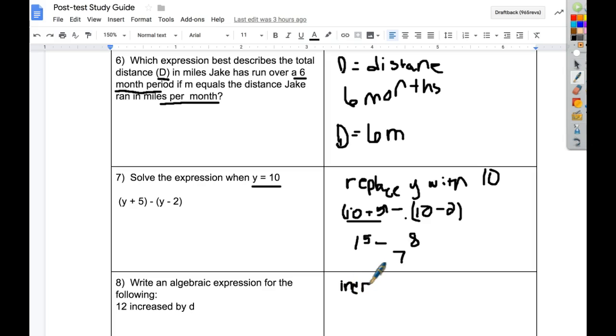Okay, and increased means you're going to be adding. Okay, that's going to be the operation you're going to use. 12 increased by D. So I'm going to have D plus 12. Okay.